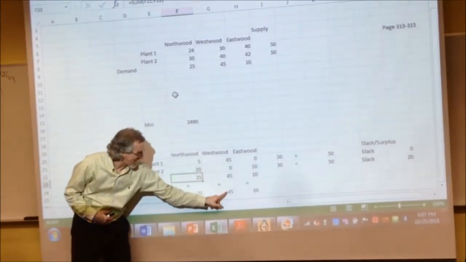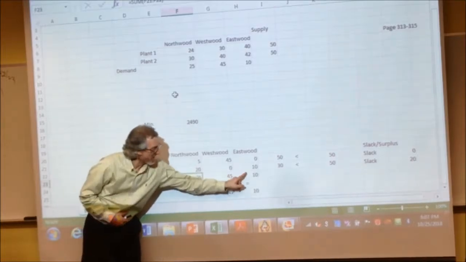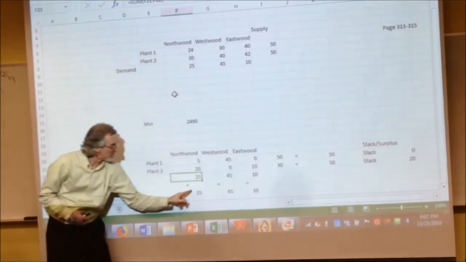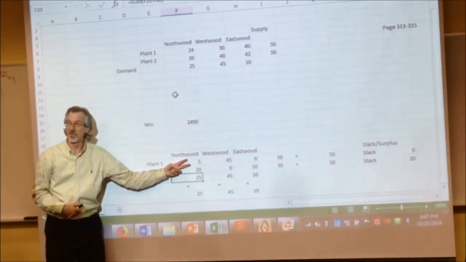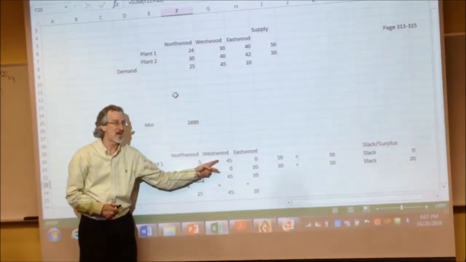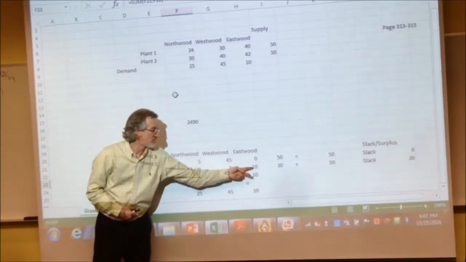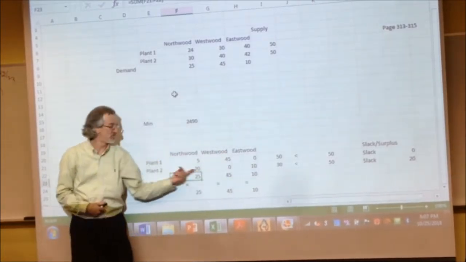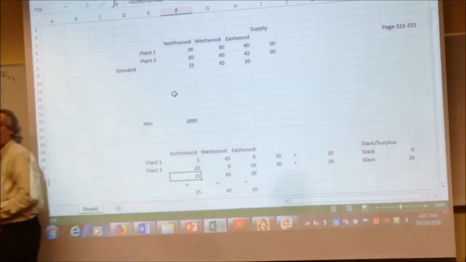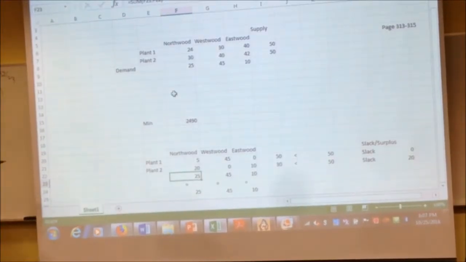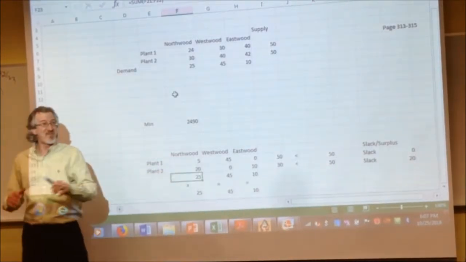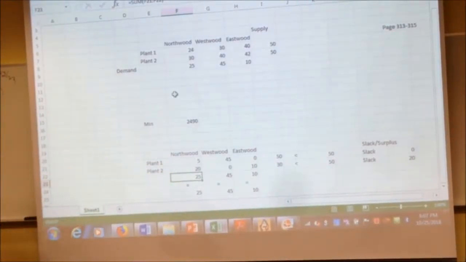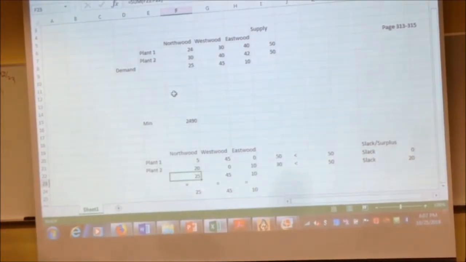Notice 45 exactly is being shipped to that second customer. 10 is being shipped exactly to that third customer. 25 is being shipped to that customer. This is the only one that's getting it from 2 different locations. Plant 1, trucks going straight there, and plant 2, trucks going there, and then this one has 2 trucks coming. And this is the least expensive combination way of delivering these goods. There probably could be an alternative optimal solution, but there is no way to get the cost down, not even a penny.